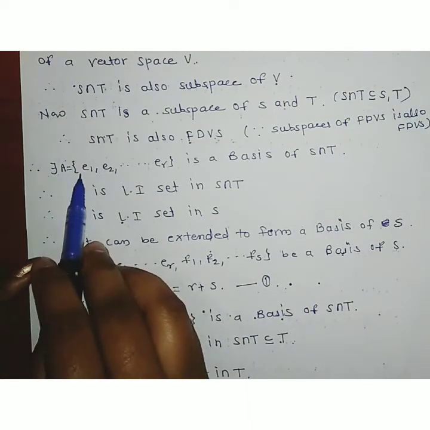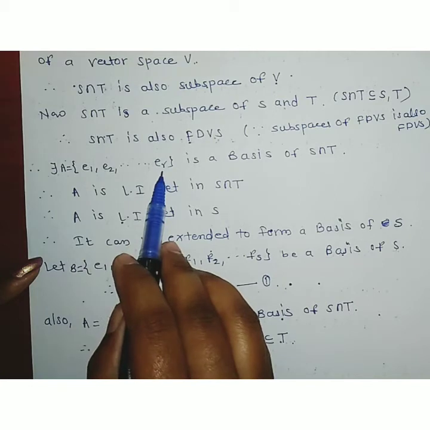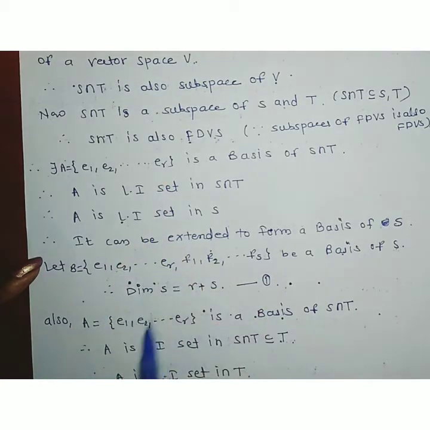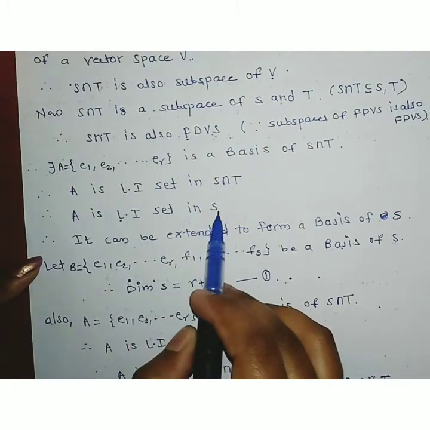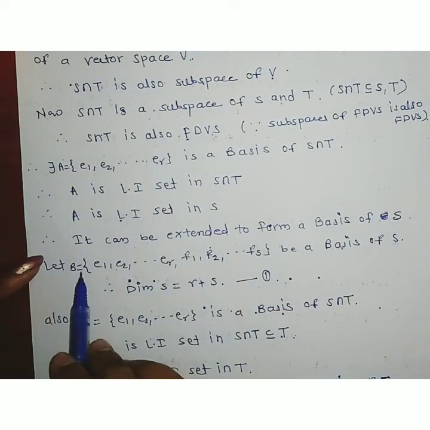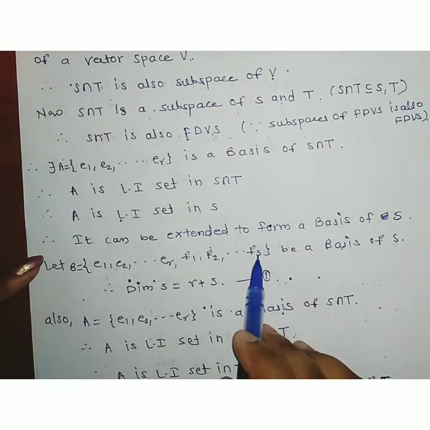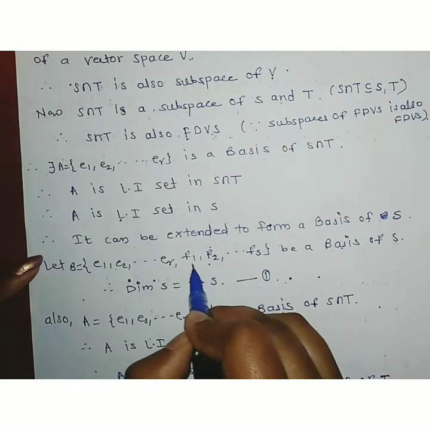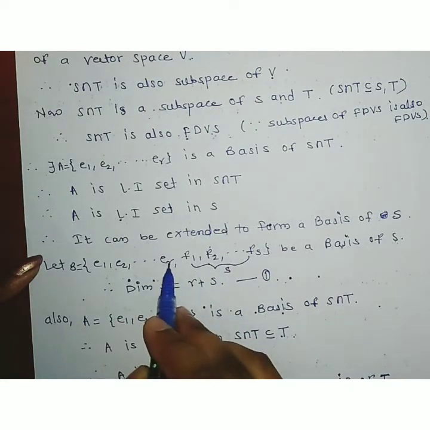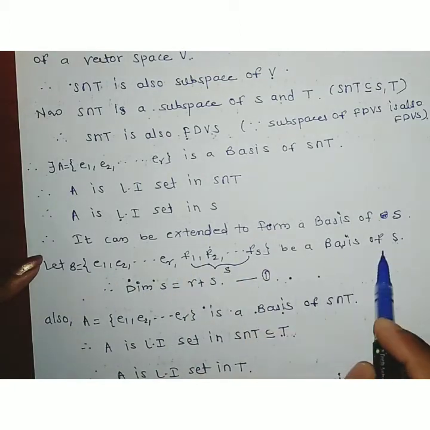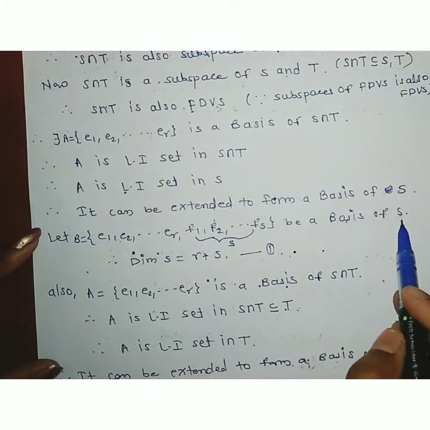Here the set A consists of r vectors. Therefore, put another set of vectors in that set so that it can form a basis for the set S. Let B be the set {e1, e2, ..., er, f1, f2, ..., fs}. These s vectors should be added to the set {e1, e2, ..., er} so that this whole set can form a basis for the set S. Therefore, B is a basis for the set S.